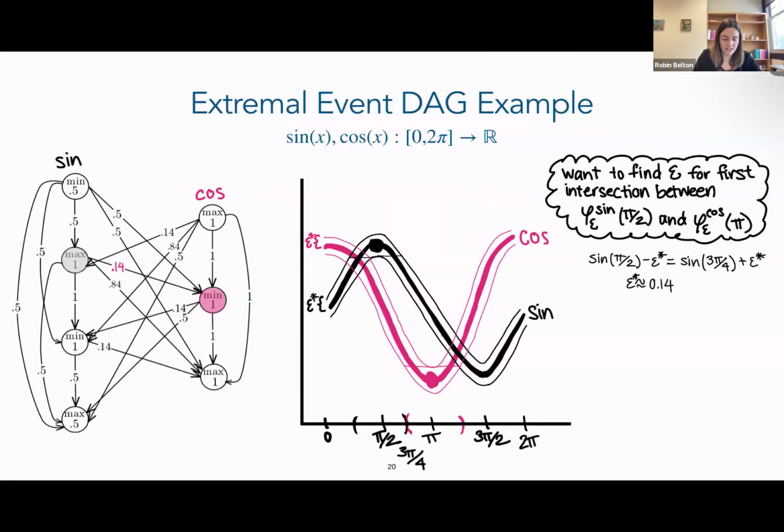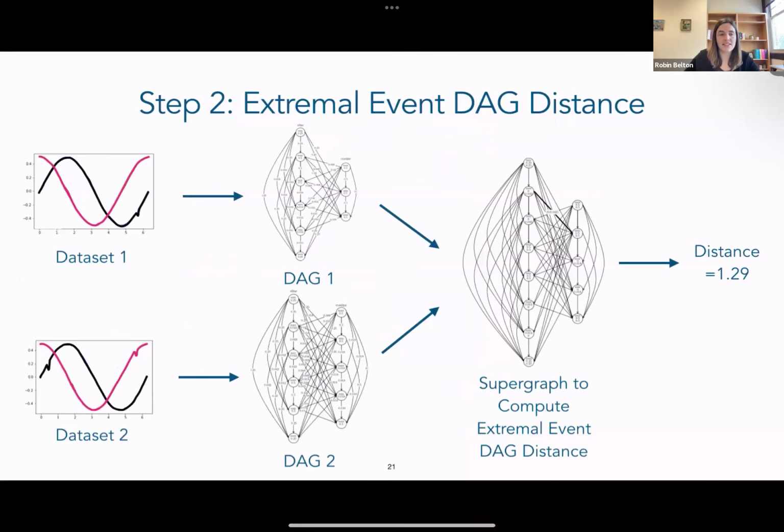And then lastly, returning to our example with sine and cosine, if we're trying to figure out our edge weight between the max of sine at pi over 2 and the min of cosine at pi, then in this case, we can use properties of sine and cosine as translations of each other and a little bit of algebra to find that this epsilon star value is going to be 0.14, and that will become our directed edge weight. All right, so now that finishes up how to construct these extremal event DAGs from a collection of time series.